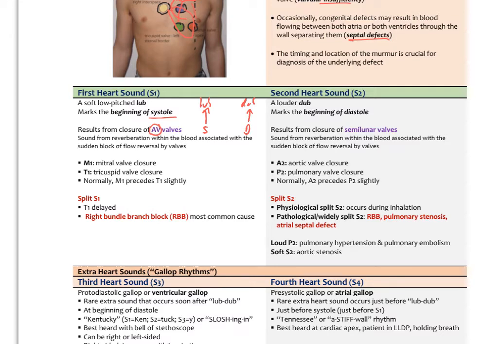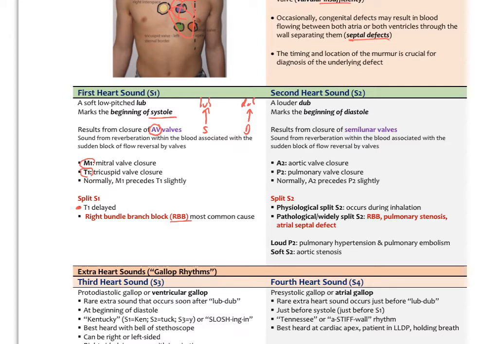We have two components to S1. That's M1, which is the mitral valve closure, and T1, the tricuspid valve closure. And normally the M1 precedes T1 just slightly. We can have a split S1 when T1 is a little bit delayed, and that can be a sign of a right bundle branch block. In other words, a conduction problem through the right bundle branch. So just listening with your stethoscope might give you an indication of that. Again, we'd use an EKG or an ECG to further diagnose that.